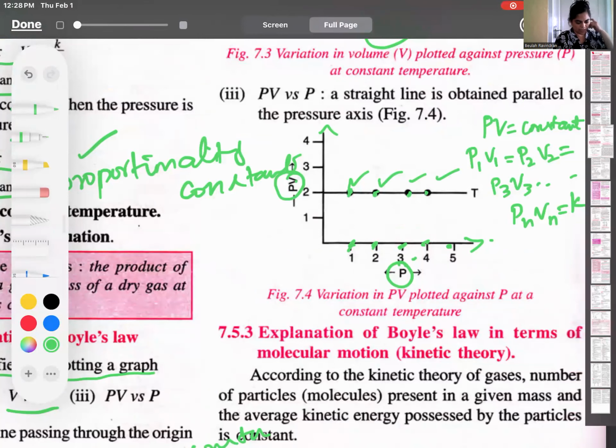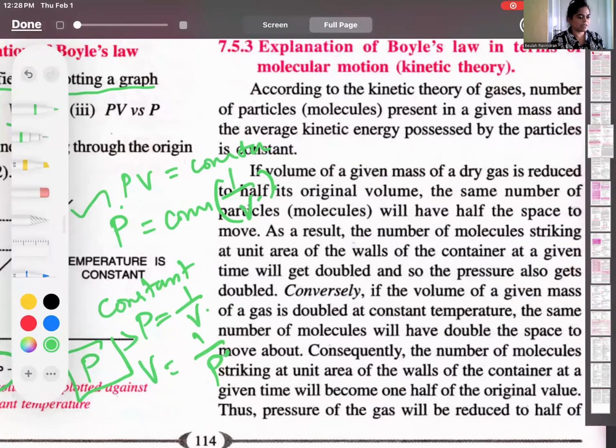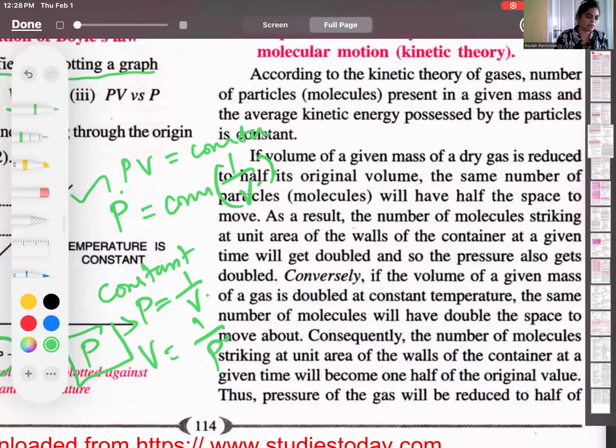It is very important that this can also be explained by molecular motion. The kinetic energy possessed by the particles is the major factor here. The kinetic energy is responsible for the pressure, as all the molecules are moving. If the volume of a gas is reduced to half of the original volume, the same number of molecules will be there, but they will occupy half the space. The space is now reduced, so the number of molecules striking a unit area of the walls of the container at a given time will be doubled.